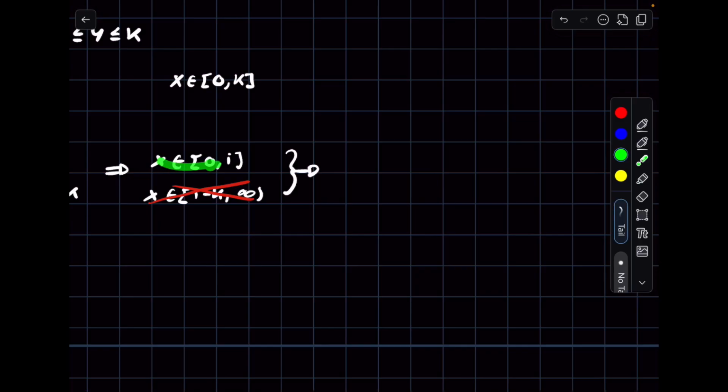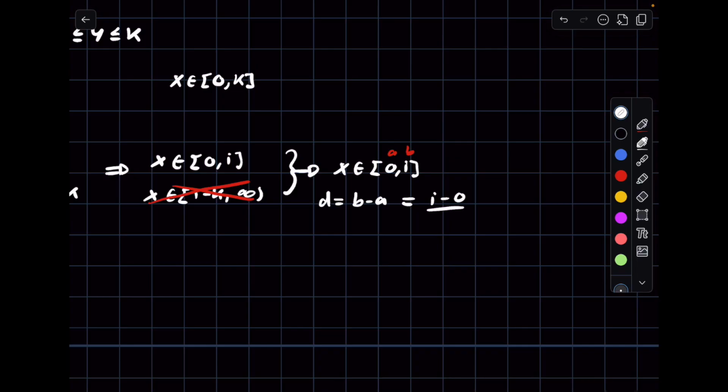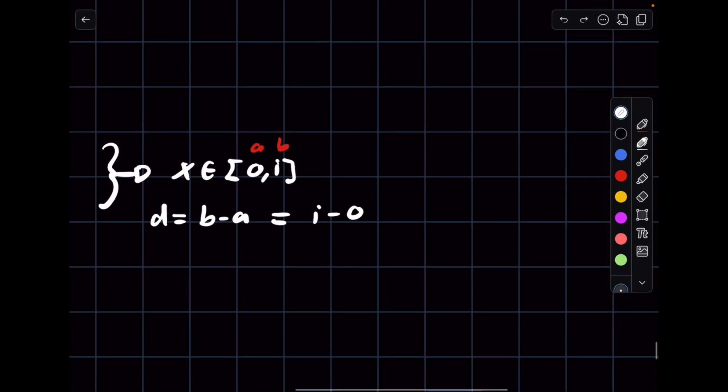Now let's check only these two, right? It says that x starts from 0 to I. We know for a fact that I is lower than k, so this is the intersection, so x has to be between 0 and I, right? And now we want to find the distance between 0 and I. To find the distance, we just do b minus a. So in this case, if you remember, this is going to be a, this is going to be b. So it's going to be I minus 0, and that's going to be the distance.